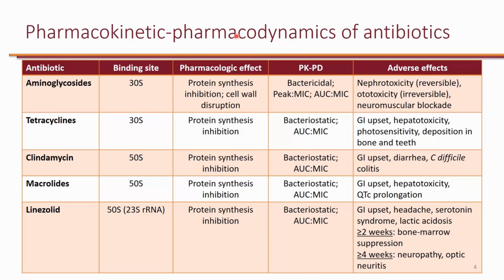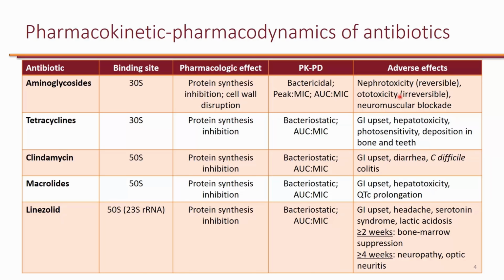I have summarized some of the key pharmacokinetic and pharmacodynamic properties of these antibiotics in this table that you should review. Pay close attention to the adverse effects of these antibiotics. Aminoglycosides, for example, can cause nephrotoxicity, which is typically reversible. They can also cause ototoxicity, which is usually irreversible, and it can also rarely cause neuromuscular blockade.